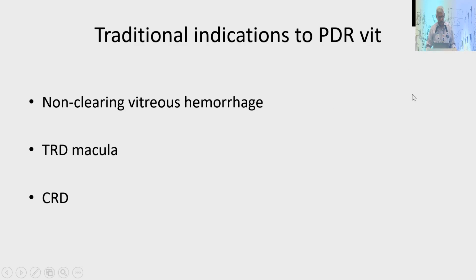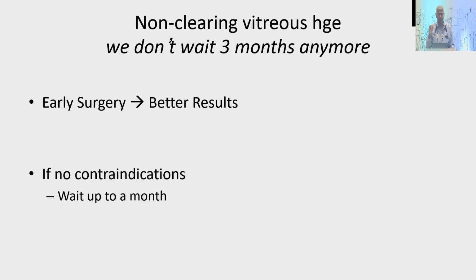The traditional indications are non-clearing vitreous hemorrhage, traction retinal detachment involving the macula, and combined retinal detachment even if the macula is not involved. Because combined retinal detachment is like a rhegmatogenous retinal detachment. Even if it's a macula-on detachment, we still go ahead with the surgery.